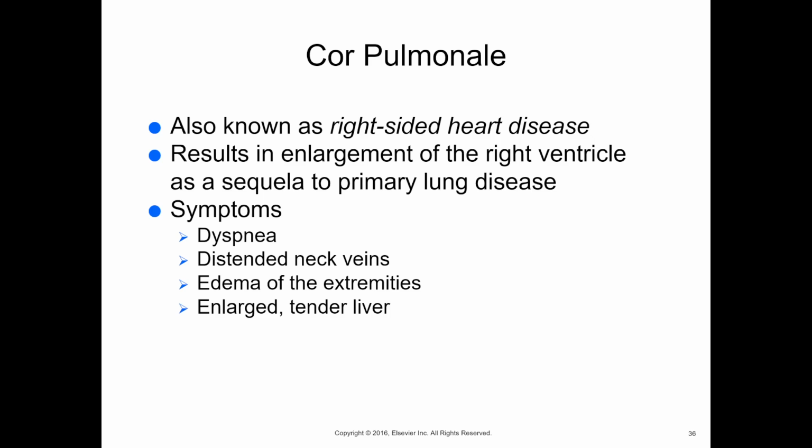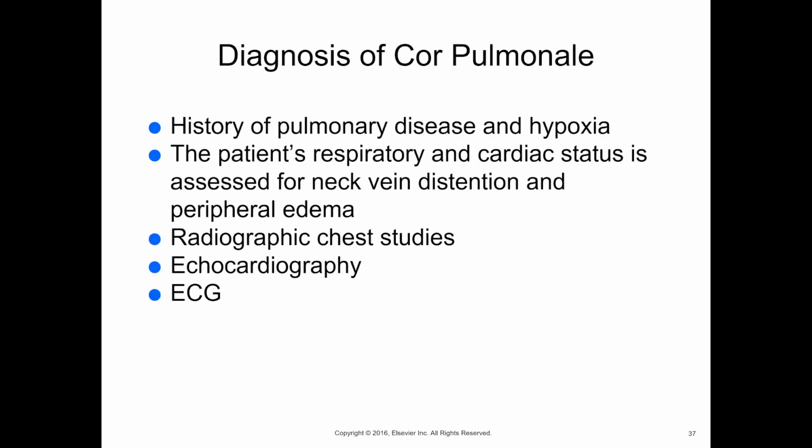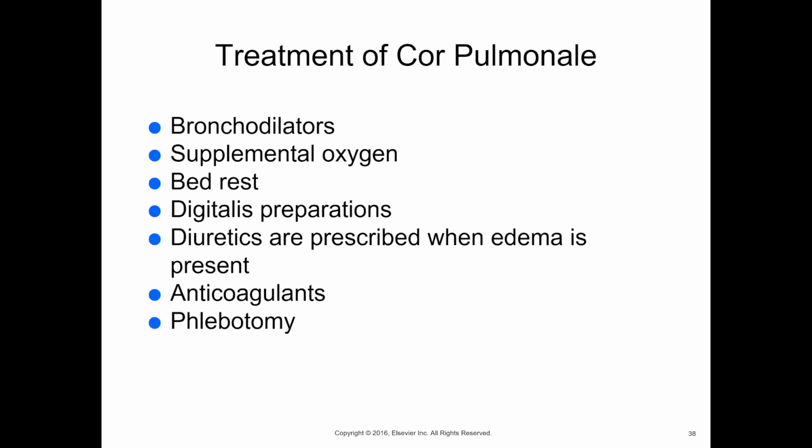So next, cor pulmonale. This is just an old term for right-sided heart failure. It results in enlargement of your right ventricle and is typically the result of a primary lung disease. So you're going to get distended neck veins, edema in your extremities, an enlarged liver, trouble breathing, because again, the respiratory condition is the true cause. So the patient's going to have hypoxia. They have the pulmonary disease, something like COPD, emphysema. And you'll do a lot of the same tests as you would for a regular heart failure to ensure you treat it with that.